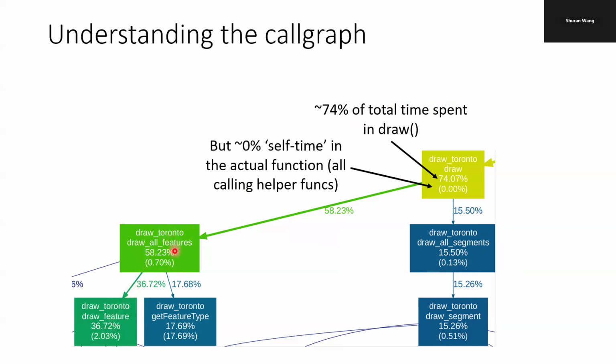And draw all features also has its percentages and splits. So it shows 58.23% of total time is spent in draw all features, and they are called from draw.